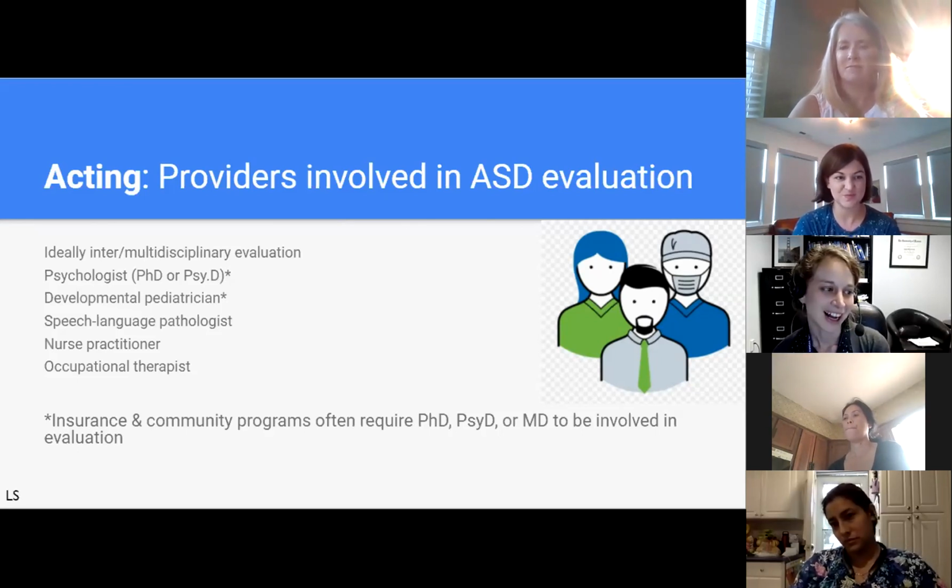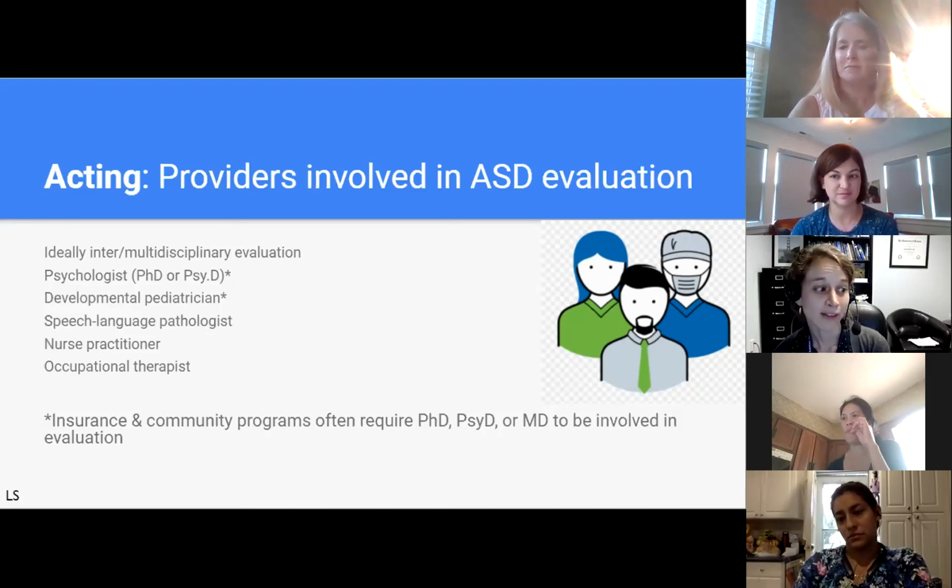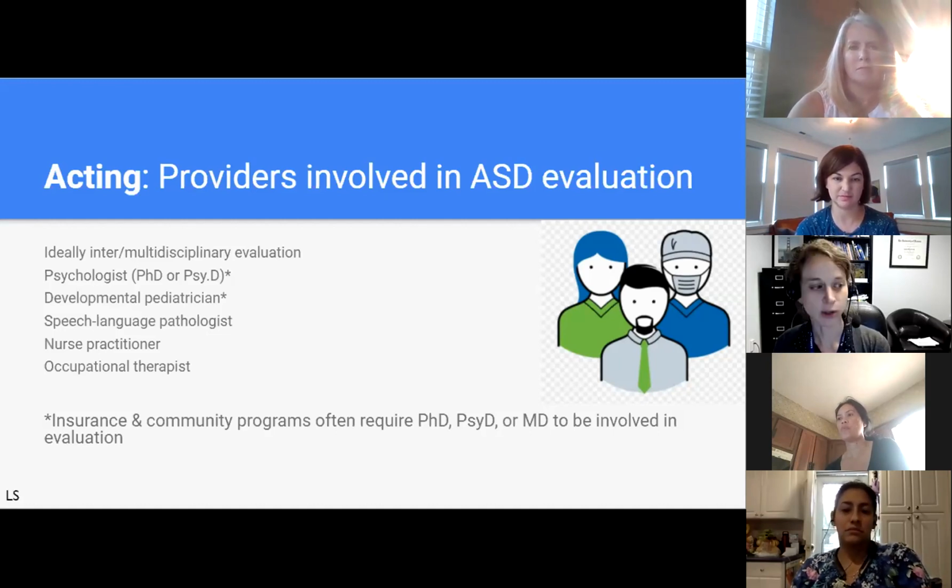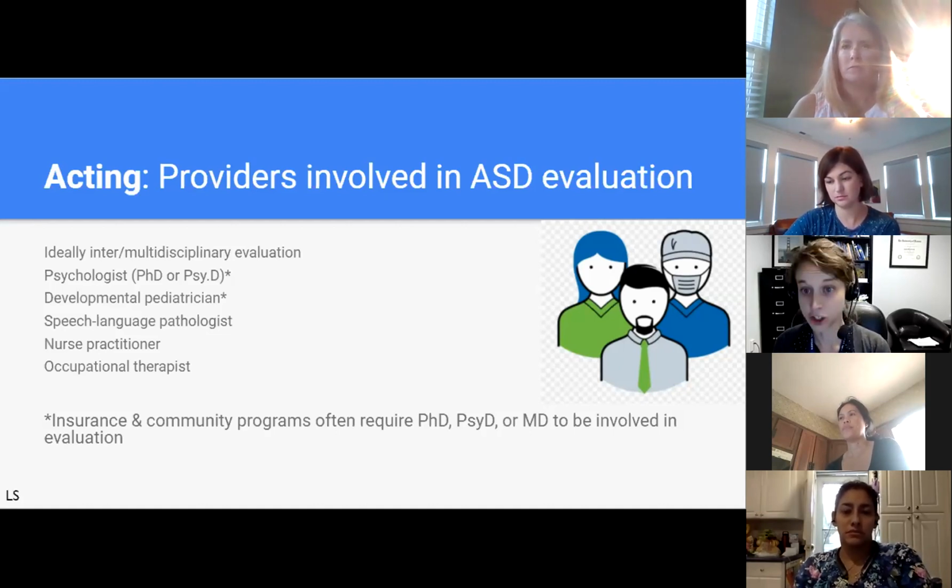Yep. And then here we also have nurse practitioners involved in interdisciplinary evaluations. And we don't have this at KU, but at other places, they'll often have an occupational therapist involved too, because they can provide a variety of expertise, but especially related to sensory differences. So for our evaluations at KU, the composition of those teams is usually a psychologist, either a developmental pediatrician or a nurse practitioner, and a speech language pathologist, with a little bit of variability of the number of providers on the team based on the age of the child.